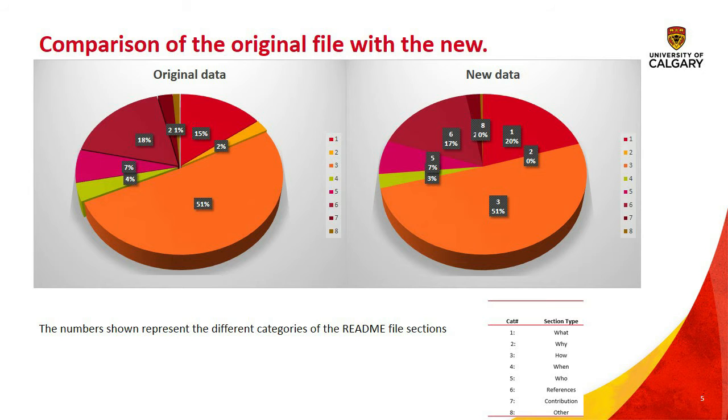As it was mentioned earlier, section 3 of the README file section account for over 50% in both the original data and the new data. As you can see from the pie charts, section number 3 accounts for over half of the total count, while section number 8 is the least.